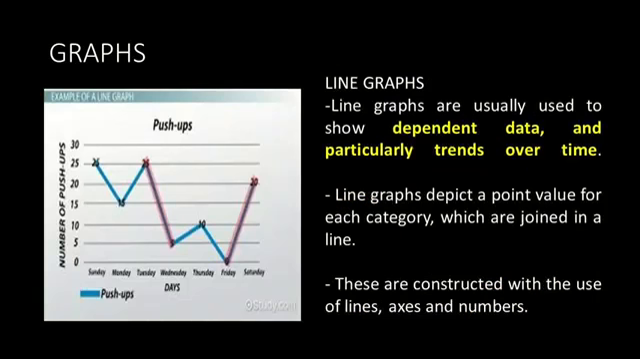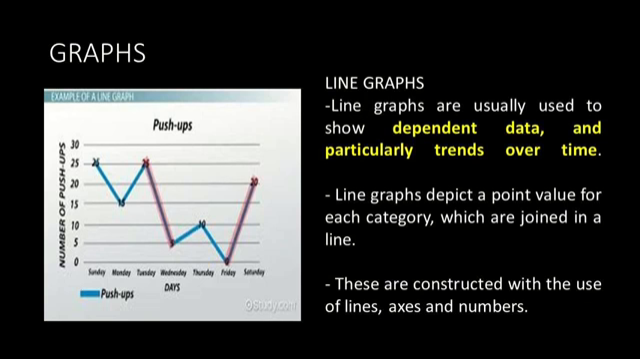The second type of graph is the line graph, and these are usually used to show dependent data. And this dependent data is shown to trend over time. So what does that imply? It implies that we have to depict a point value for each category and show whether there has been an increase or decrease in those values over a period of time.